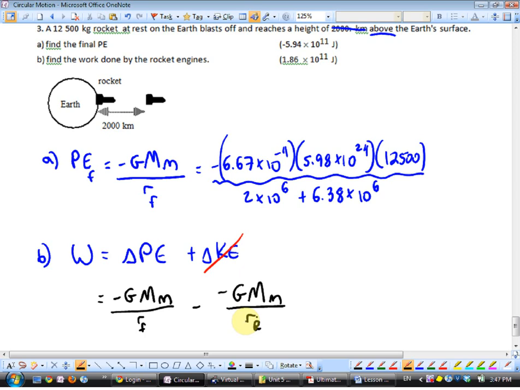A minus minus, which is a plus. In fact, you're going to get a positive answer because all the top numbers are the same, but this is a way bigger number than that. The negative number will be way smaller because you're dividing by a bigger number. You'll always get a positive work.